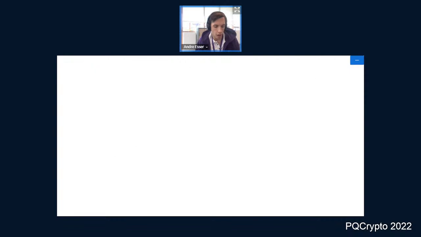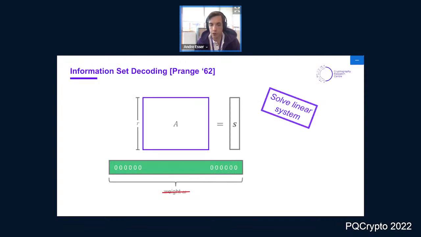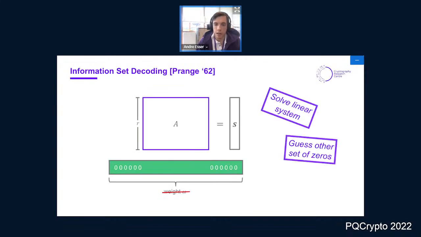But this vector is not necessarily of weight omega, because we don't know such a set of zeros in the beginning. So what we have to do is guess a set of zeros, but since omega is usually pretty small, guessing zeros might not be too bad of a strategy. And then we guess another set of zeros until this vector is of weight omega, which means we found the solution. This is how Prange's algorithm works.